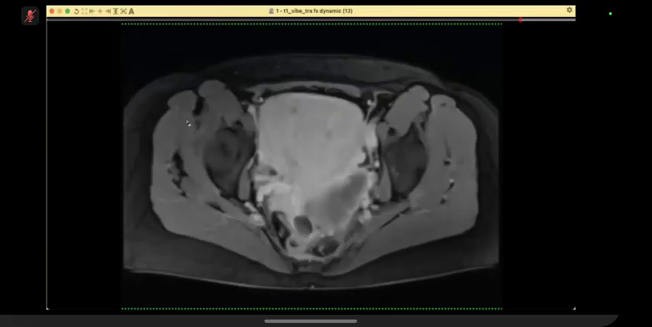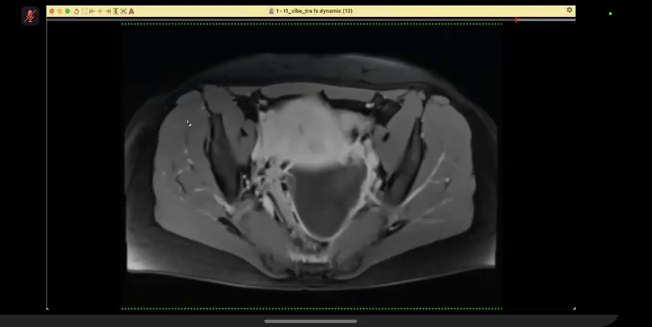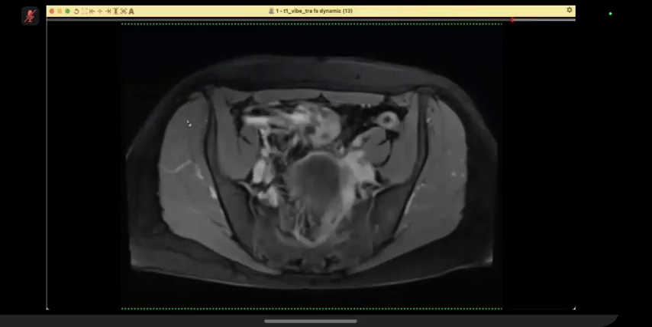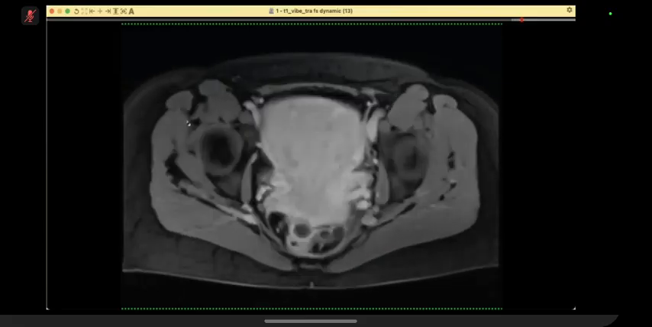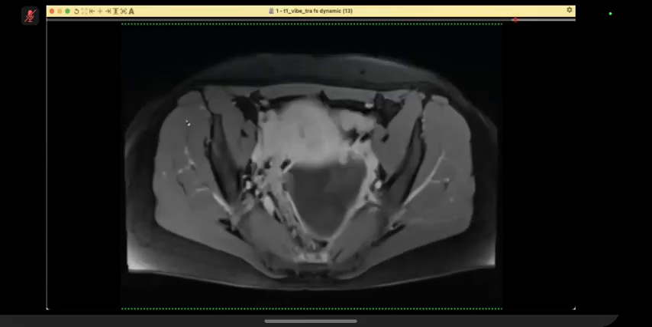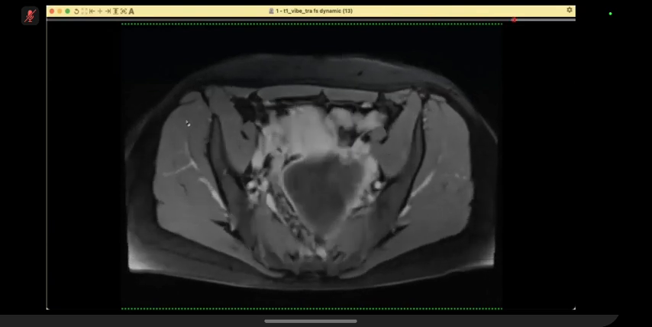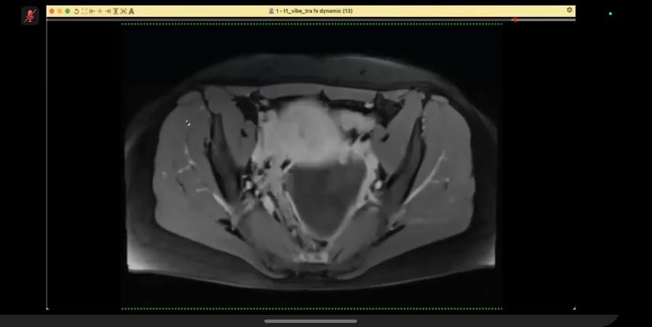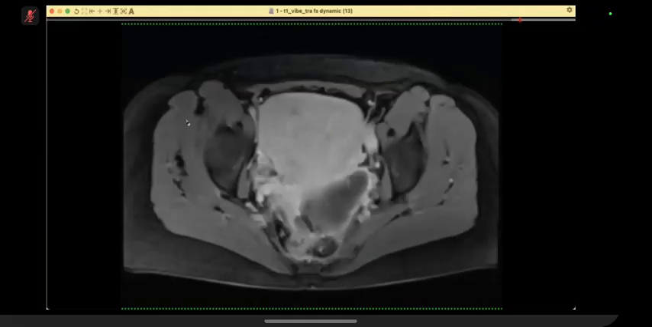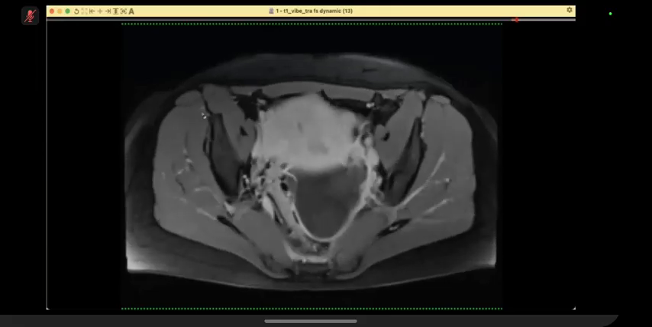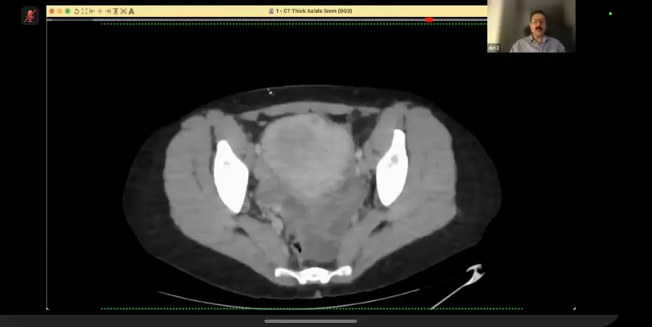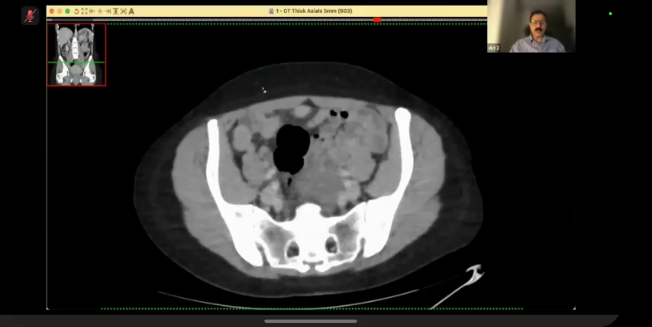So this is FATSAT post contrast. There is a collection seen, but the left ovary is not enhancing. So what does that mean? That means this is a torsion. Right, good, well done. So this was an ovarian torsion.